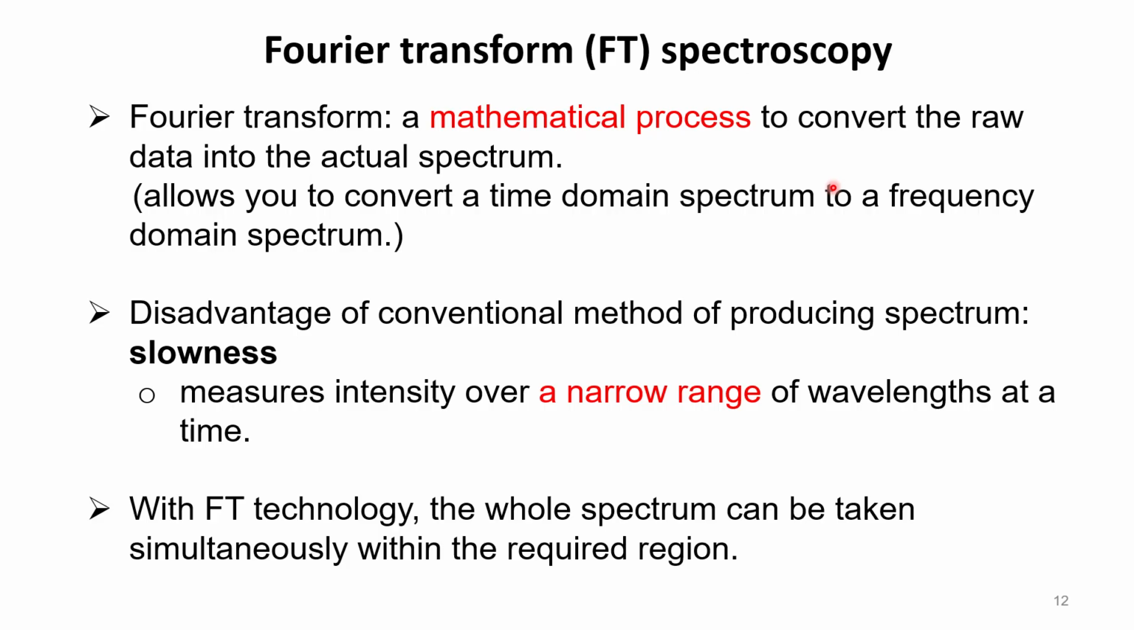The reason for the invention of this FT technology is due to the conventional method. Using the monochromator is quite slow in the process of measurements, and it can only measure the intensity over a narrow range of the wavelength at a time. So with this FT technology, the whole spectrum can be taken simultaneously within the required region in a short time.